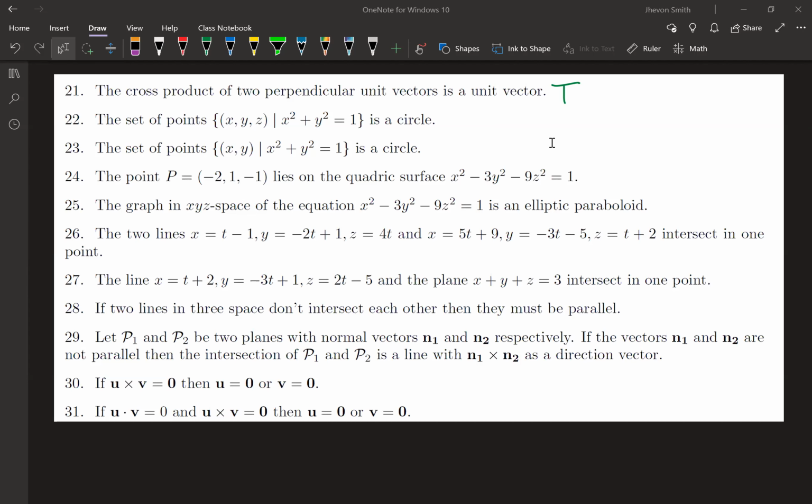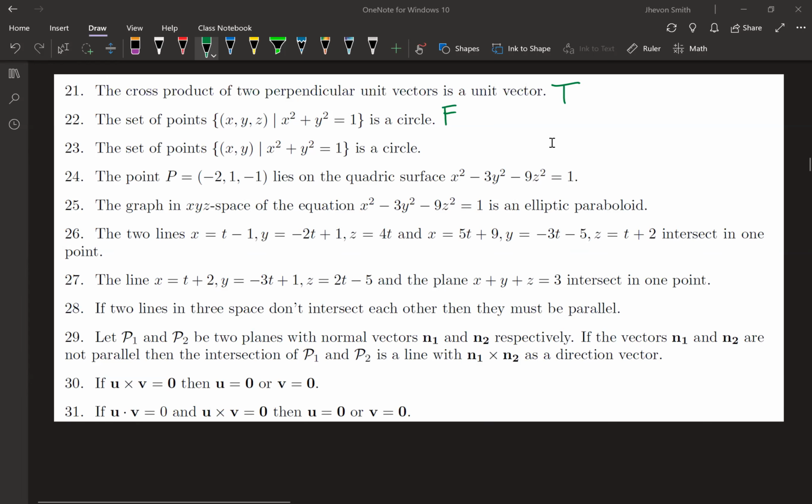We'll end polling there. 69% believe that it's false. 31% believe that it's true. It is false. This is not a circle. In 3 space, which is indicated by the fact that we have x comma y comma z coordinates, which is 3 coordinates, which means we're in 3-dimensional space, x squared plus y squared equals 1 is actually a cylinder. It's a circular cylinder running along the z axis.